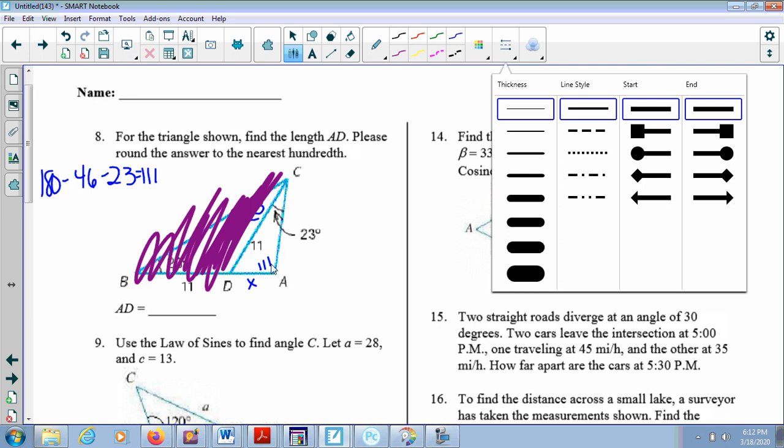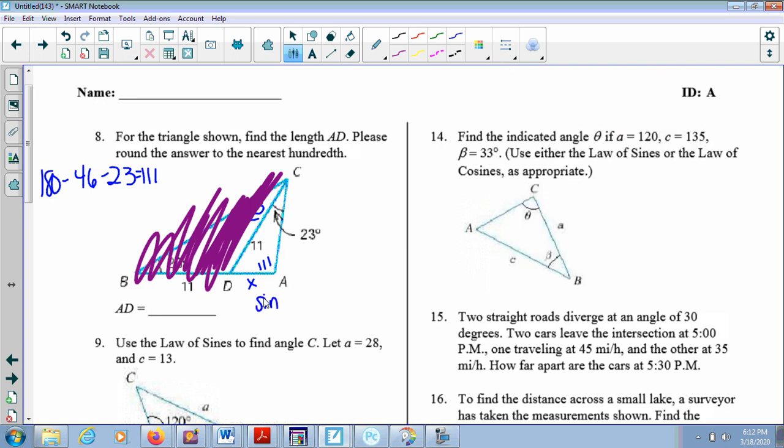So we can do sine of 111 over 11 equals sine of 23 over x. Cross multiply, 11 times sine of 23, then divide by sine of 111. I just don't have space to write all that out. And then x is equal to 4.6. So that's 11 times sine of 23 divided by sine of 111. All we needed this triangle for was to figure out what that was, so you'll know how to fill in the angle in this one.